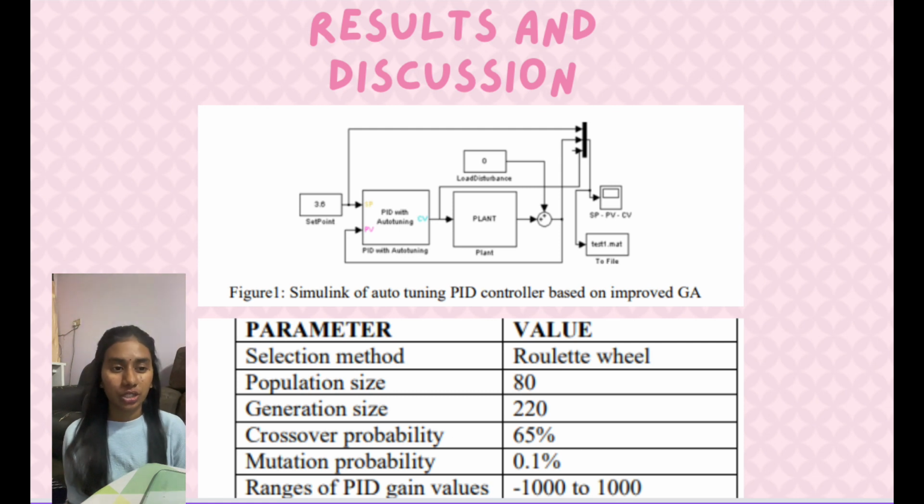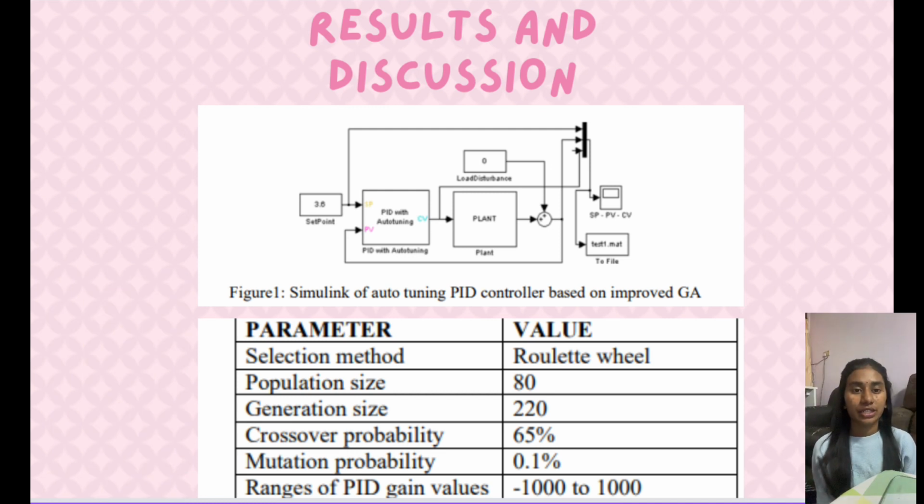So for the selection method, the value is roulette wheel. The population size is 80. Generation size is 220. Crossover probability is 65% and the mutation probability is 0.1%. And last one is the range of PID gain values, which is -1000 to 1000.